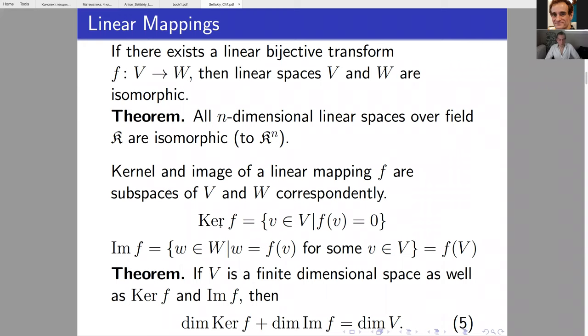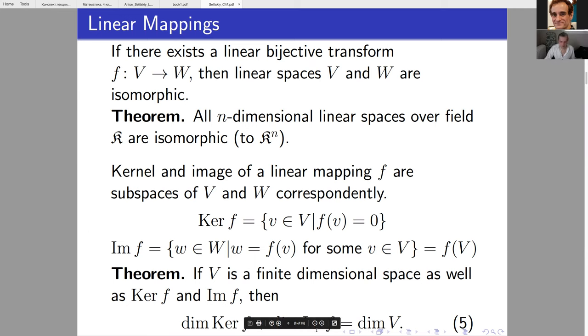There are two important definitions for linear mappings, the kernel and image. So the kernel is a subset of V space, and the image is a subset of W space. The kernel is the set of all vectors which our transformation maps to zero. And the image is just the image, so it's just F of V, or also we can write it's the set of all vectors in W such that they have a preimage.